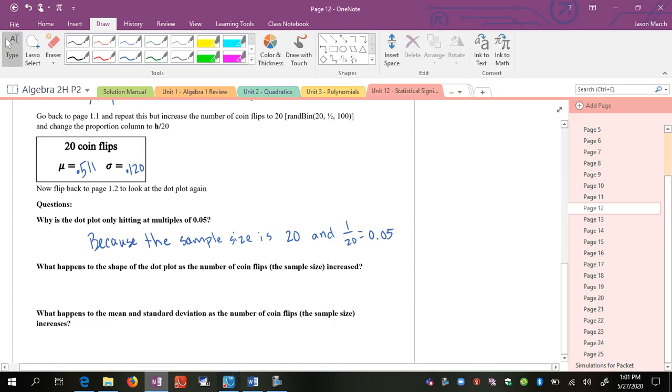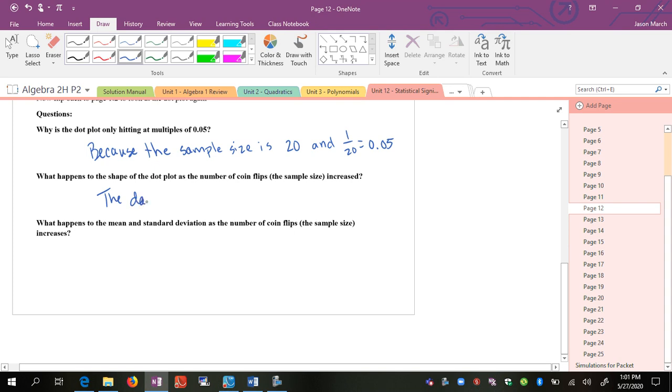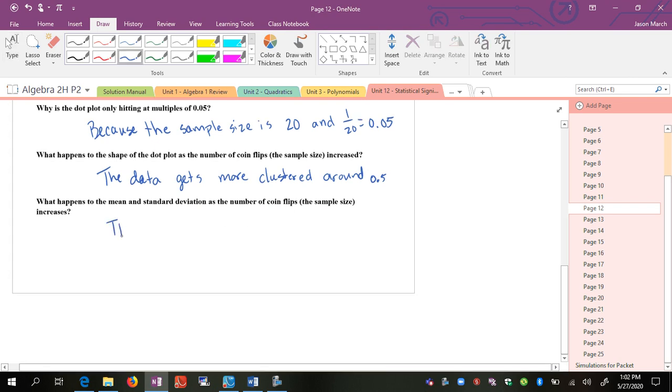So what happens to the shape? The answer is the data gets more clustered around 0.5. And 0.5 is the theoretical probability of flipping a coin. What happens to the mean and standard deviation as the number of coin flips increases? Again, the standard deviation decreases. And that's because, again, you can see it was clustering. So that leads us to being able to answer some questions on the next few pages.